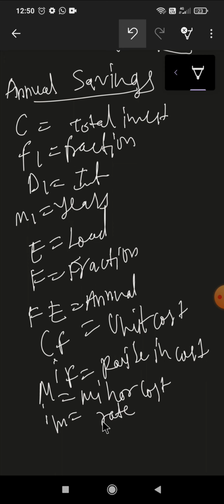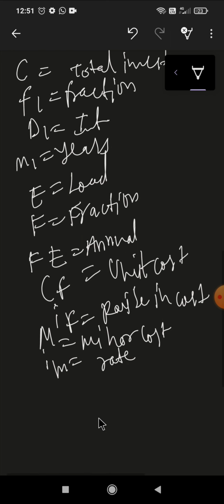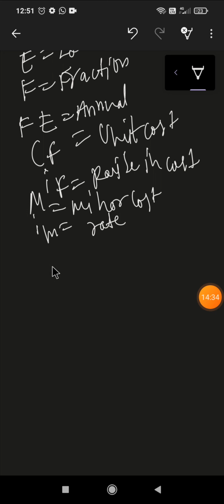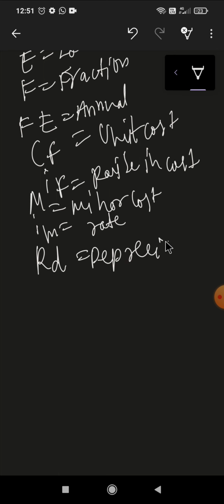Then finally, it is assumed that tax deductions are allowed, both on the interest component as well as on the annual repayment installments, and on the depreciation of the system. Depreciation is assumed to be at a uniform rate, that is RD. This is the depreciation rate, and RF is the income tax rate.